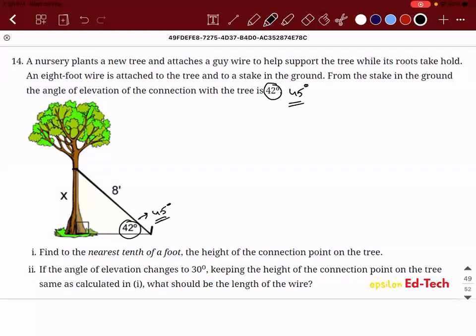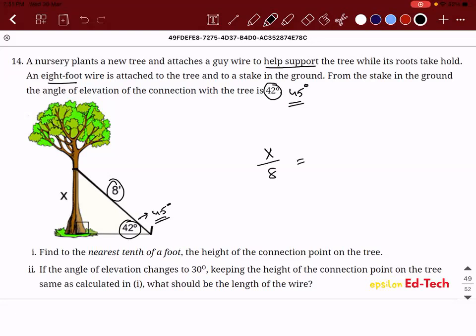A nursery plans a 8-foot wire attached to a tree and to a stake in the ground. From the stake in the ground, the angle of elevation of the connection to the tree is 45. Find to the nearest tenth of a foot the height of the connection point on the tree. So what is the value of x, guys?